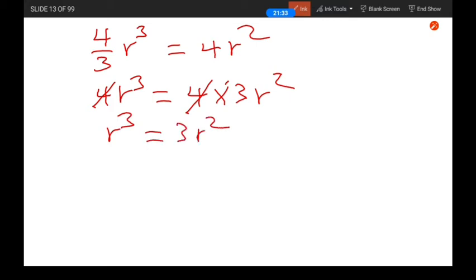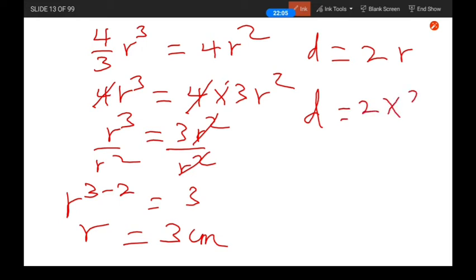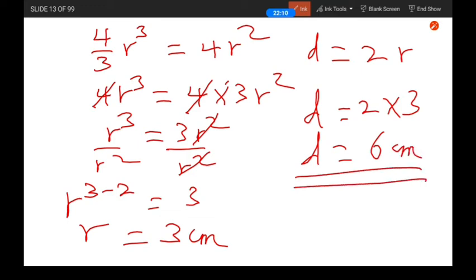What do we do next? Divide by r squared. These are terms of the laws of indices. R is common. When you are dividing, you subtract the index, such that r equals 3. Now, having known r, the radius, remember that diameter equals 2 times radius. So diameter becomes 2 times 3, and that becomes 6 centimeters. Please don't forget your unit. It's very, very important.